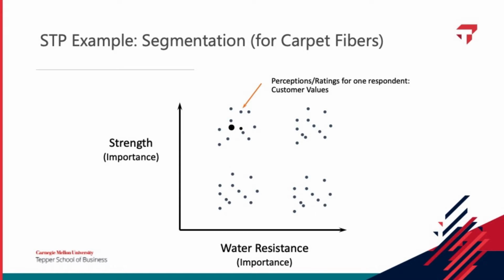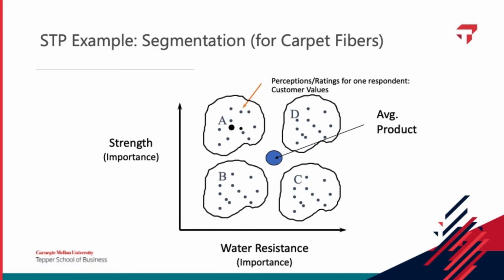Now, if we were to create the average product, we would put something smack dab in the middle of that, and it would be pretty useless. No one would actually get what they're looking for. So instead, we might consider reasonably that there are four distinct market segments here. And we could even imagine what those market segments are.